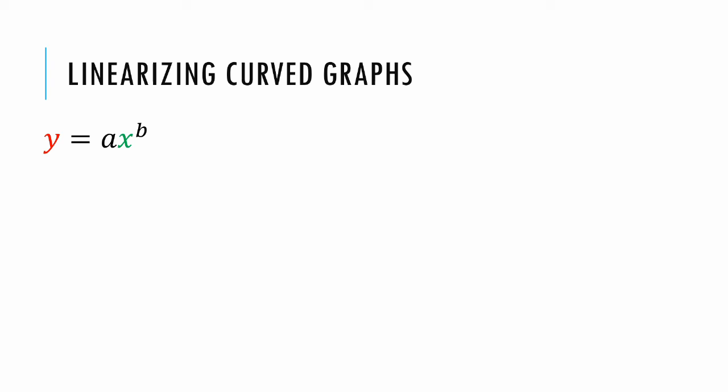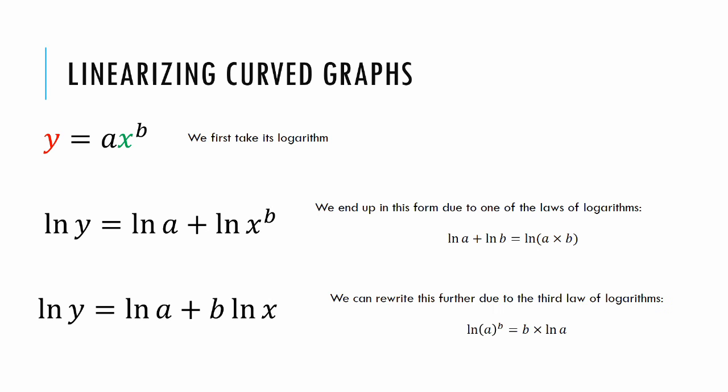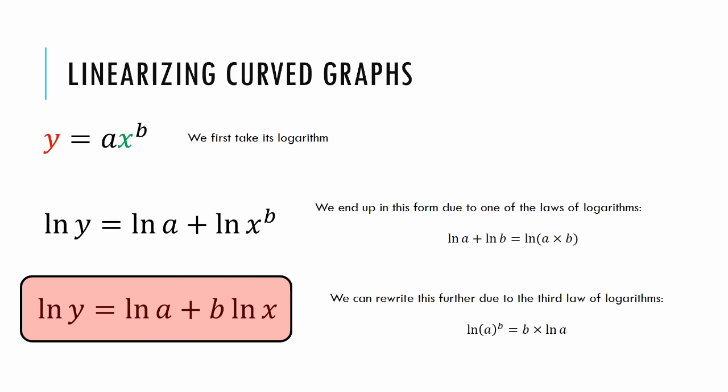So look at this relationship here, y equals a x^b. X is our control variable and y is our observed variable. In order to linearize data that follows this form, we first take its logarithm. So ln y is equal to ln a plus ln x^b, and we end up in this form because of one of those laws of logarithms that we looked at in the previous lecture. Now we can rewrite that equation slightly due to the third law of logarithms, and that comes out as ln y equals ln a plus b ln x. And this then is the equation that we're interested in. This is what's going to linearize our data.